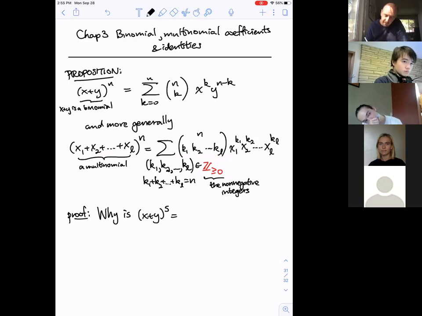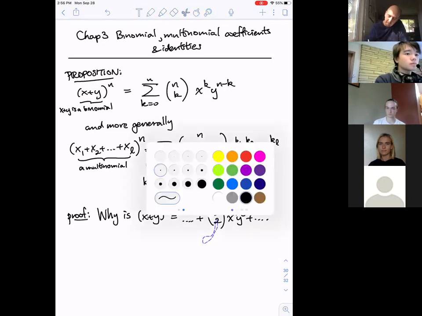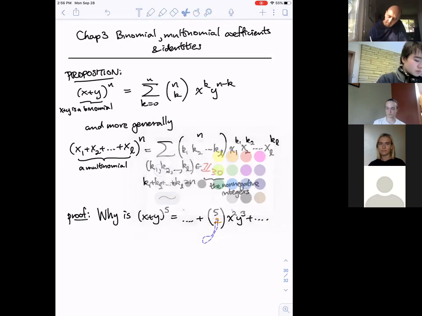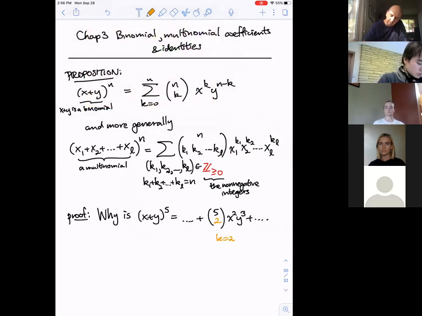Why is this thing equal to blah, blah, blah, plus a term? Okay, I want to look at the x squared y cubed term, right? This is k equals 2 and n minus k is 3. Why should that term have a 5 choose 2 in front of it, the x squared y cubed term? Let's just think about that. And if we understand that, then I think we'll get the general picture, right? The point is, here k is 2. We're definitely using here n is 5.